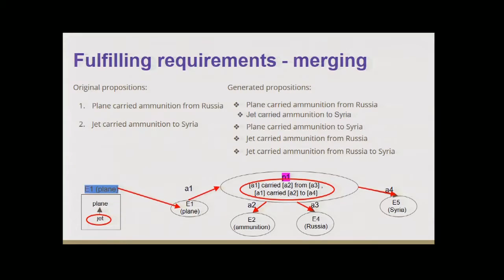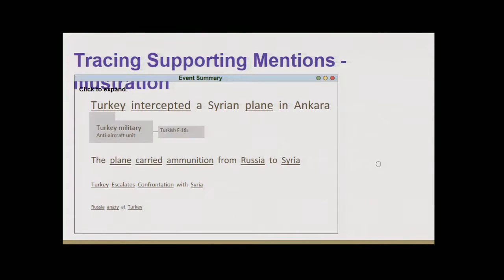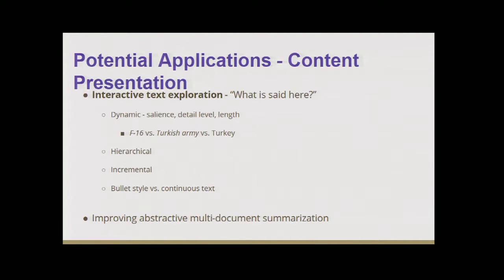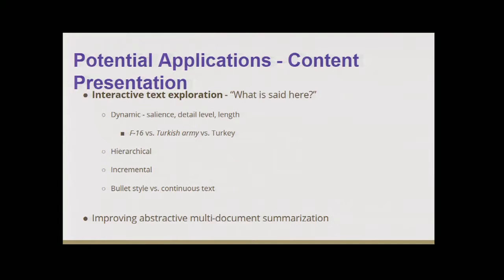Maybe I'll skip this one. I'll just say the highlights. So you can see that we fulfill the requirements, right? We can represent all the different combinations of natural language propositions, and we can track the redundancies. I think we've seen that through the slides. So with respect to application, that's pretty much the structure that we are proposing.